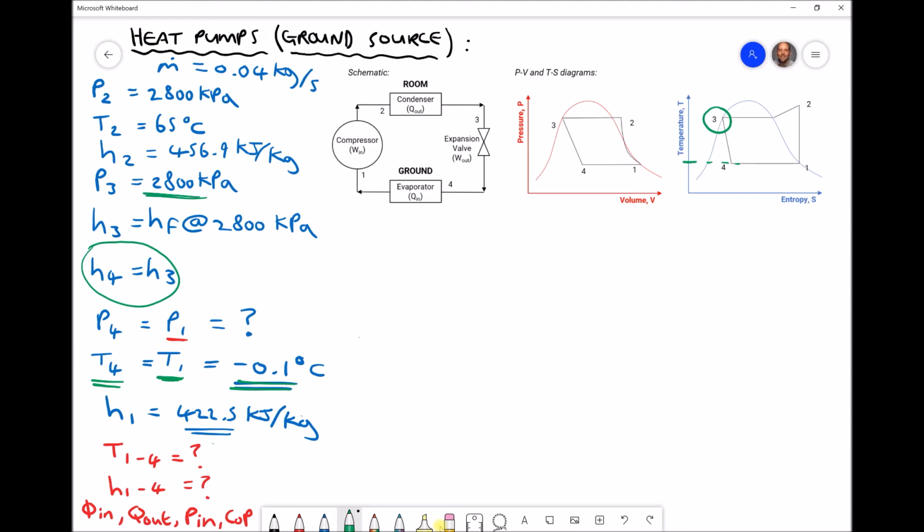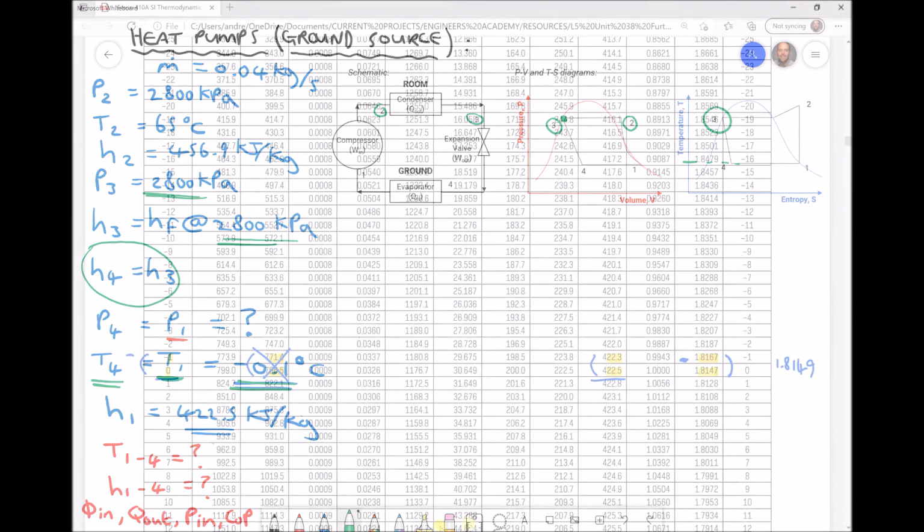We know that because P3 equals P2. We have a constant pressure process going from 2 to 3, through our condenser. We also know at position 3 we have wet saturated vapour. So what we're looking for for position 3 is the HF value at 2,800 kilopascals. We'll also use that known pressure to determine our temperature. So let's go over to the tables once again for saturated refrigerant or saturated vapour and look up our HF values at a pressure of 2,800 kilopascals.